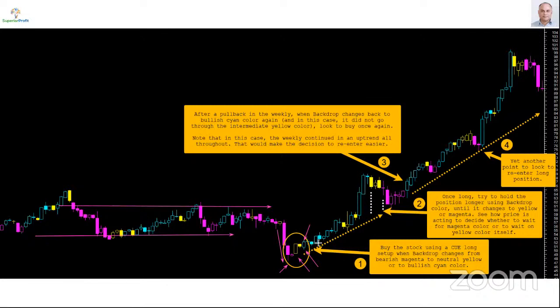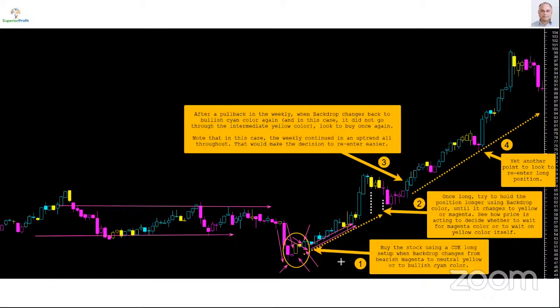And I'm quite sure you would have some setup along the way, or maybe even at the bottom using a breakout. Certainly there will be a breakout when a stock is changing from sharp downtrend to uptrend. There will be a breakout setup in the daily interval for sure. Now, when we have first cyan candle in backdrop chart after a sharp drop, those are very attractive points to buy a stock that you wanted to buy anyway.